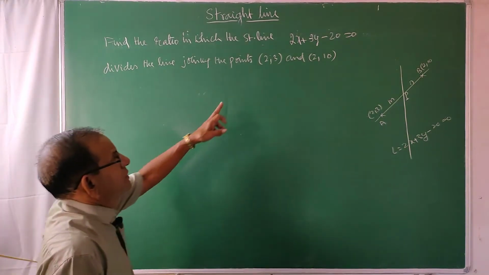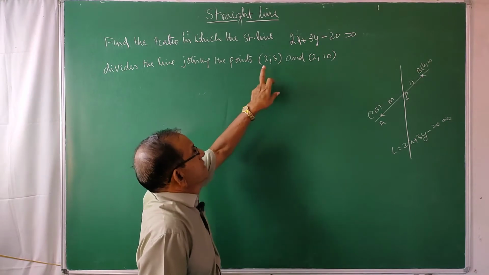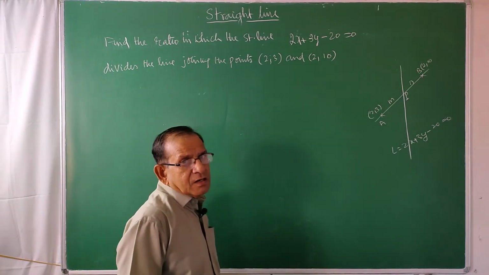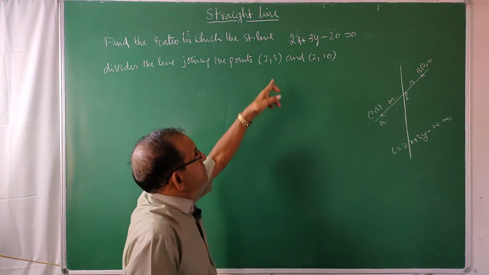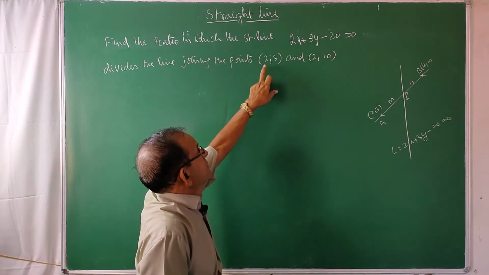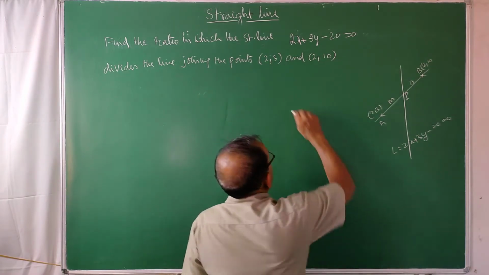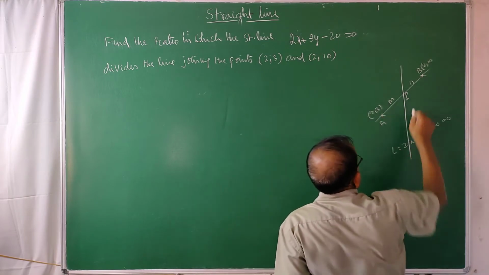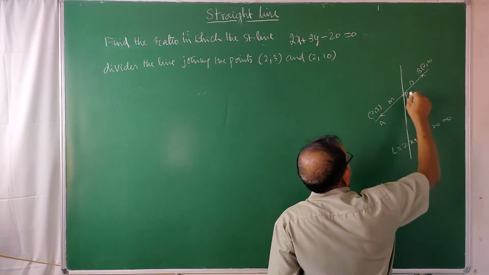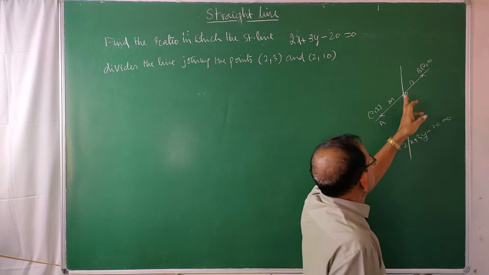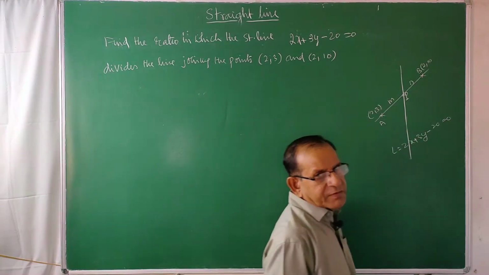Now here in this question, a straight line is given and two points are given. We have to find the ratio in which that line divides the line joining A and B. Let us take these two points as A and B, and suppose this line is intersecting AB at P. What is the ratio AP is to PB? That is the required thing here.